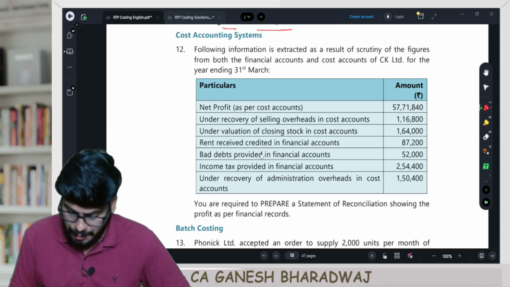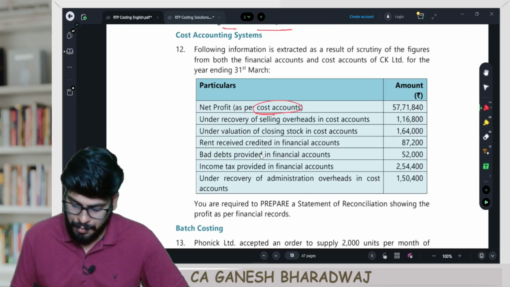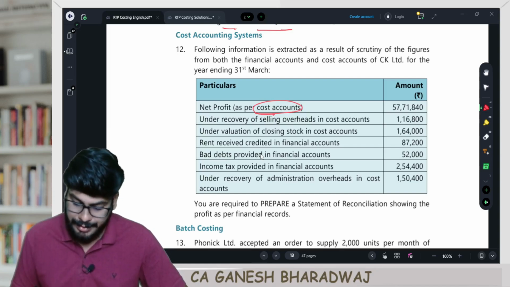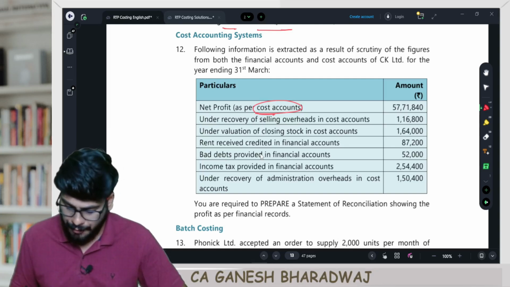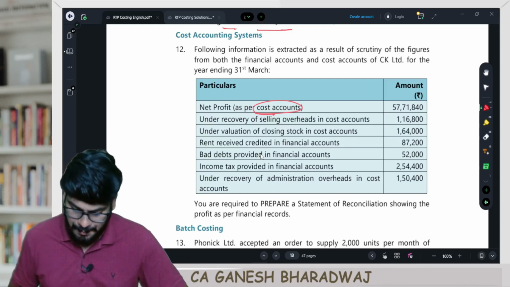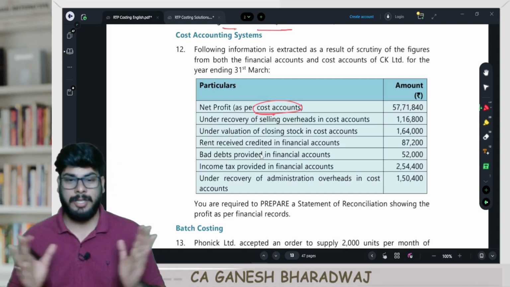Net profit as per cost accounts is given. The figures are given. Under recovery of selling overheads in cost accounts, undervaluation of closing stock in cost accounts, rent received credited in financial accounts, bad debts provided in financial accounts, income tax provided in financial accounts, under recovery of admin overheads in cost accounts. So these are the adjustments that are given. You are required to prepare a statement of reconciliation showing the profit as per financial records.